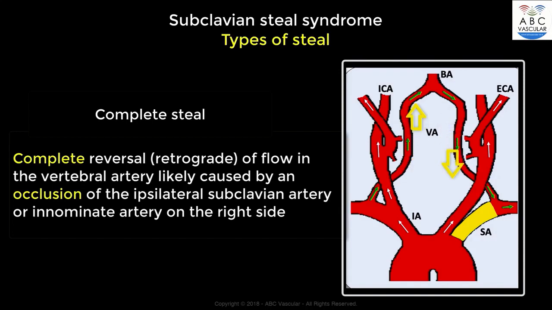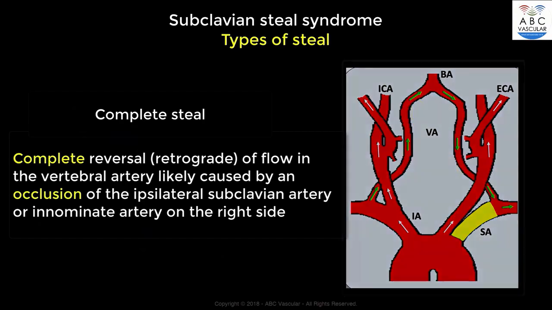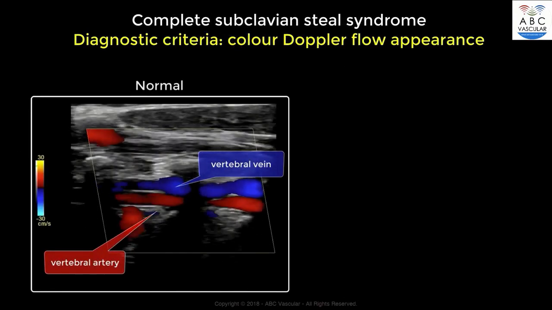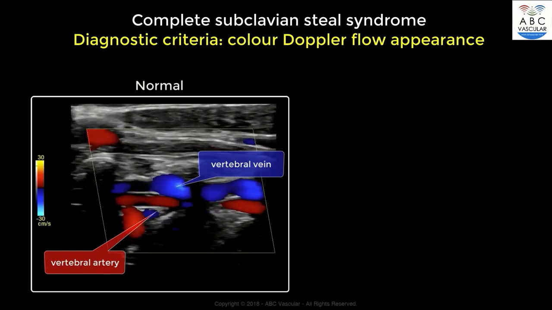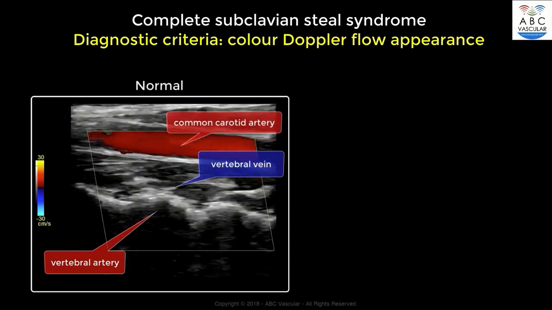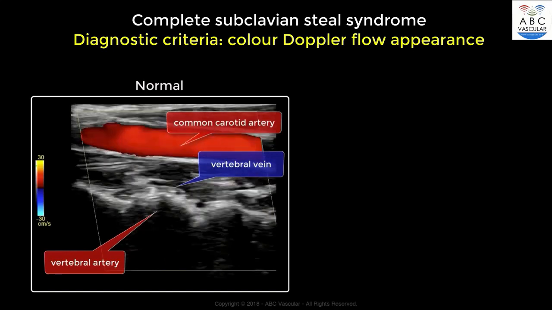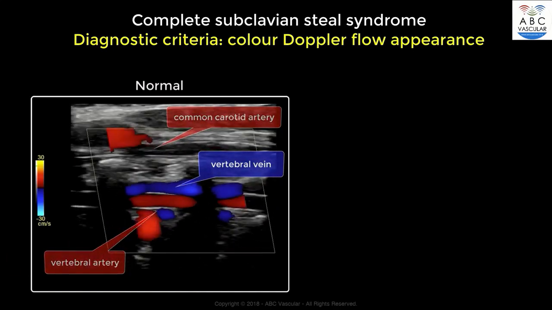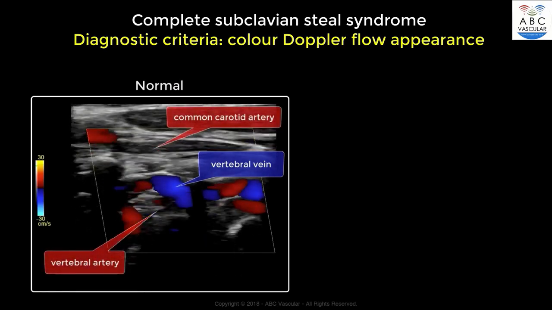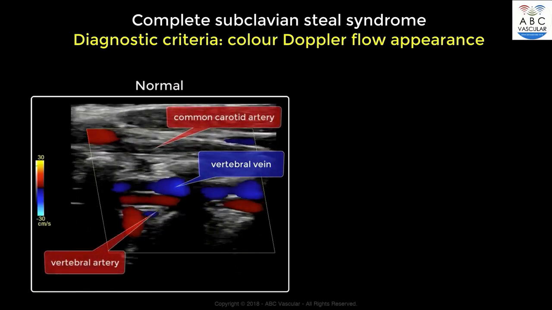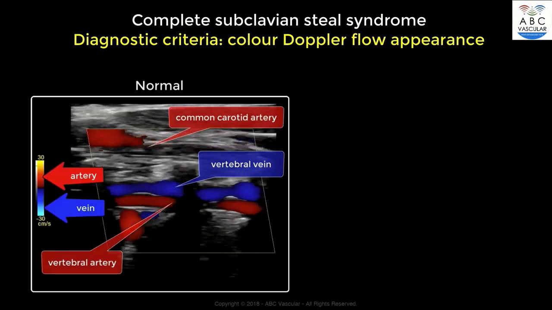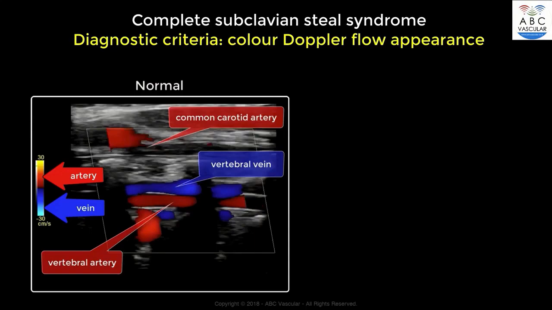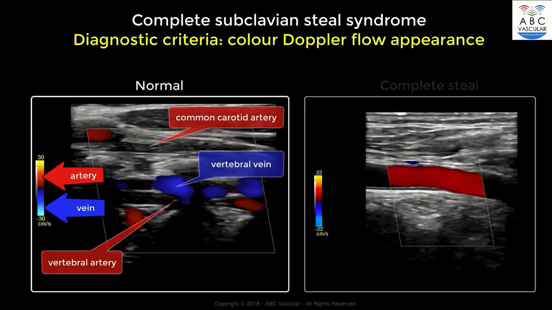The two main ultrasound diagnostic criteria to use for the identification of a complete steal of the vertebral artery are the color Doppler flow appearance and the pulsed wave Doppler waveforms of the affected vertebral artery. In the absence of pathologies, the common carotid artery and the ipsilateral vertebral artery present with the same color Doppler flow appearance. Thus, if red on the color bar indicates arterial flow, both the common carotid artery and the vertebral artery will appear in red, while the vertebral vein will appear in blue.